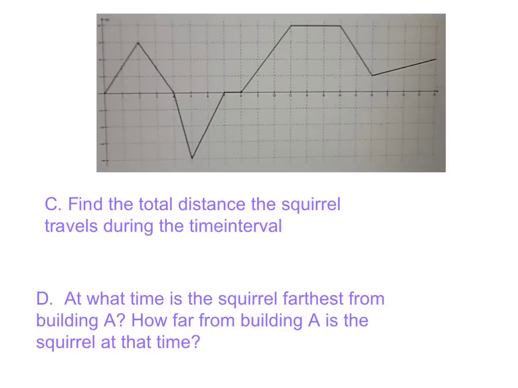Moving on, question C. Find the total distance the squirrel travels during the time interval, and I think I left the units off there. Let's add that in, 0 to 20.